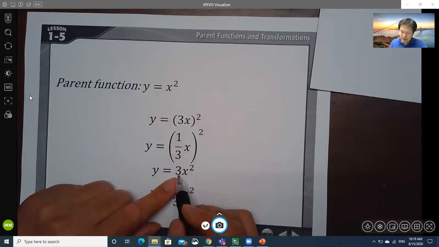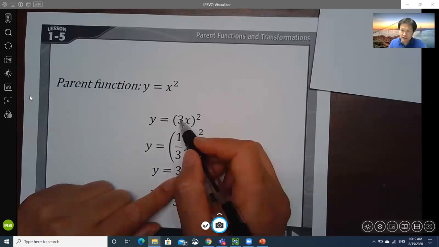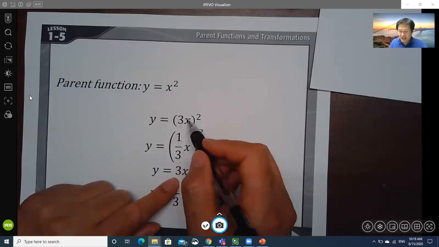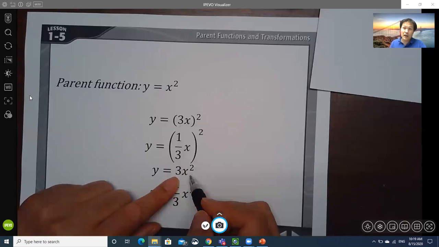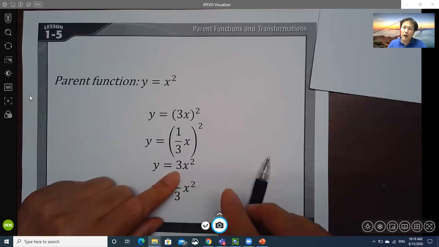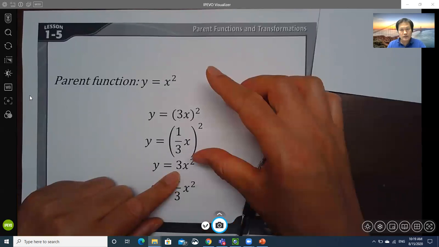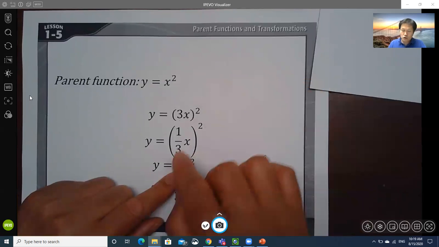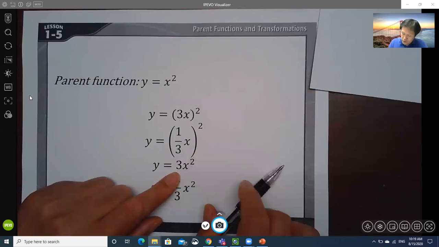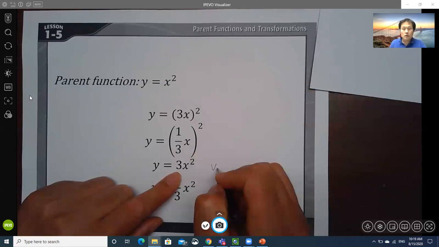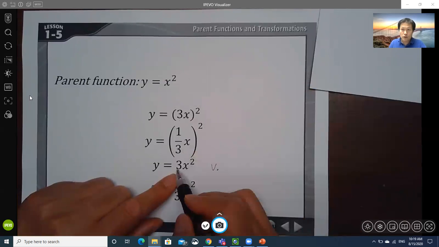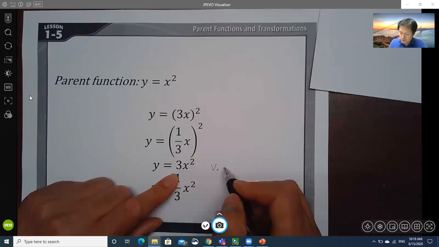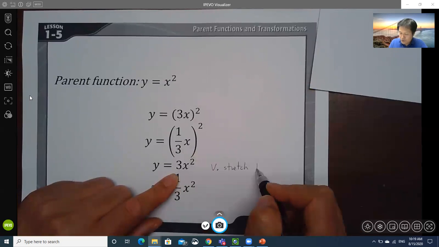Okay? x cannot see? x can see? If x cannot see 3, 3 has nothing to do with x. Then what does it have to do with? It has to do with y. Just remember, y is vertical. So that should be vertical stretch or shrink. 3 is a big number, bigger than 1. So it should be a vertical stretch, vertical stretch by 3.